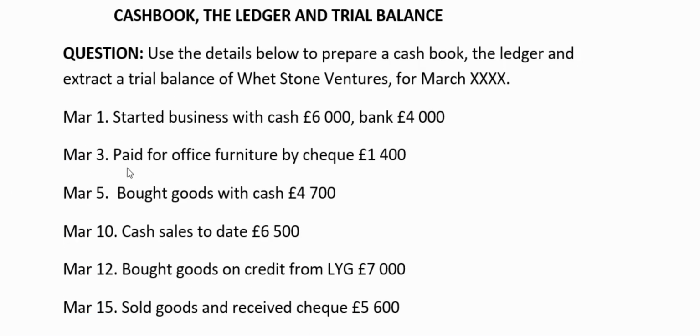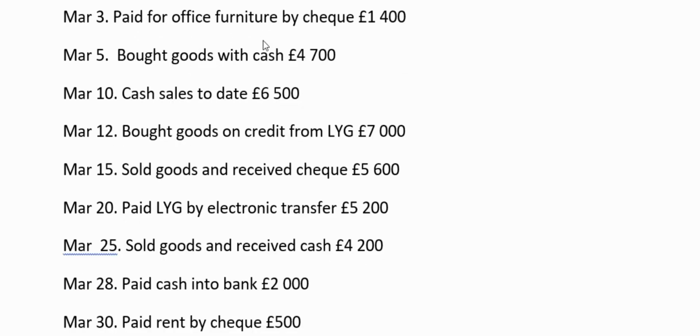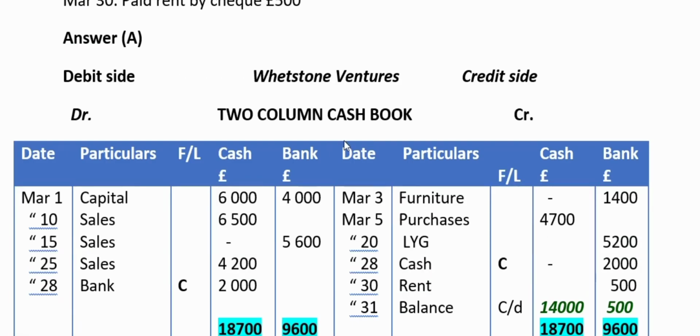The next date is March 3rd. Paid for office furniture by check, 1,400. This payment shows the money goes out of the business, and the description is furniture. So let's go to the credit side, which is the right hand side. March 3rd, furniture 1,400 in the bank column because the check was issued out. So payment was made and the money is going out of the business. The credit side records money going out of the business.